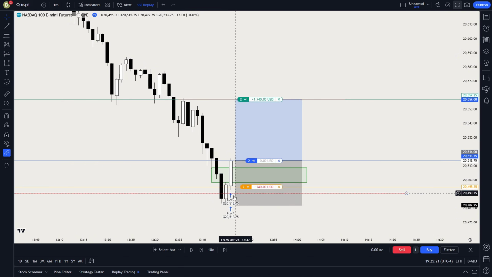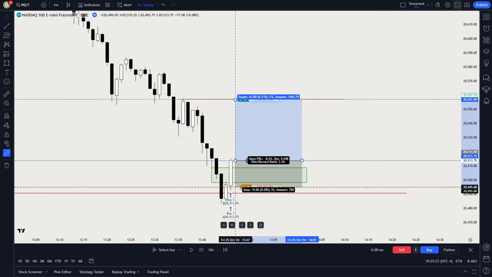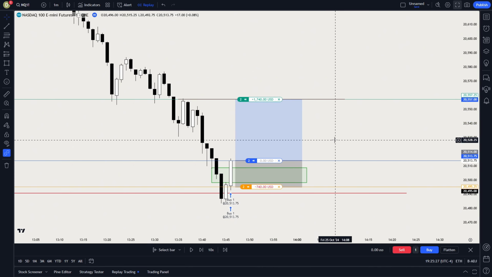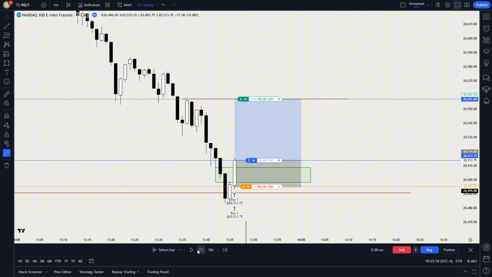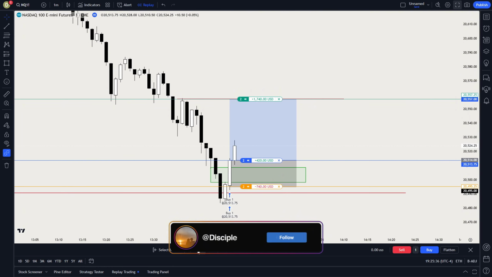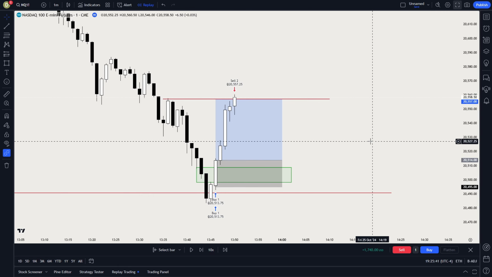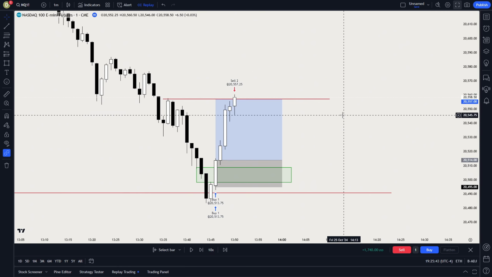So we have a really good risk to reward right here. We're aiming for about 40 points and risking a little under 20 points, and then it's a 2.26 risk to reward. So let's see how this plays out. Instantly smack the TP for 1.7k.